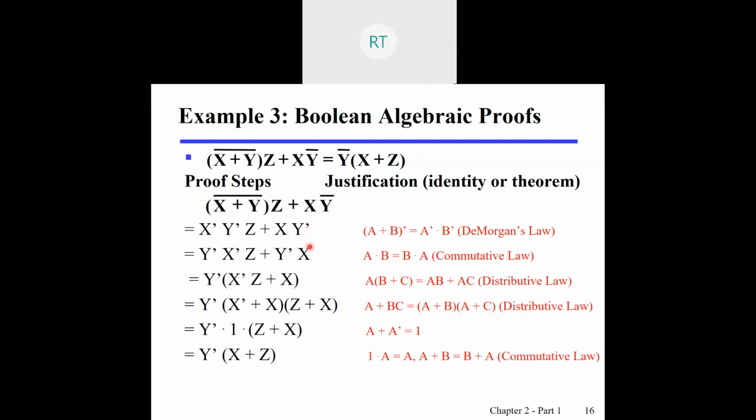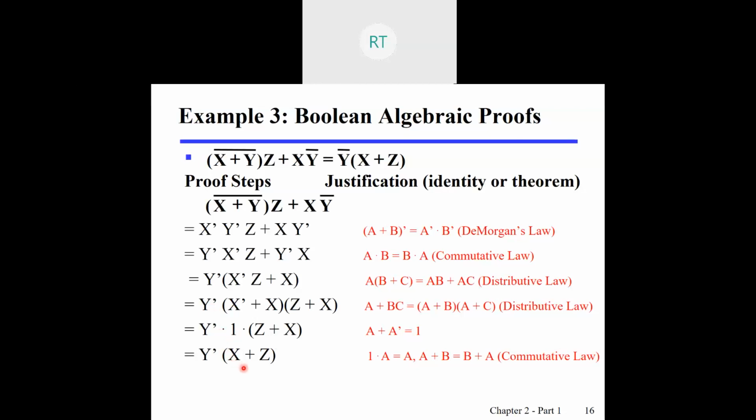Now, what do you do here? That's commutative law. So you will have y bar x bar z plus y bar x. So I can take y bar as a common factor, and I am left with x bar z plus x. This is distributive law. Distributive law, if you remember, you take first plus second into first plus third. Remember, so it is x bar plus x into z plus x. This is an identity that says x bar plus x is always equal to 1. So it is going to be y bar and 1 into z plus x. Y bar and 1 is y bar, and you are left with x plus z.